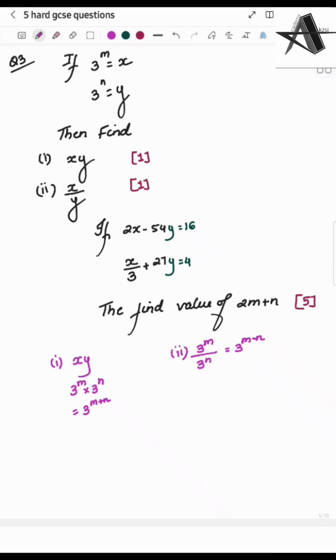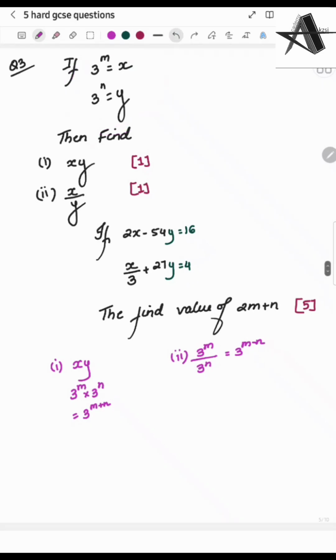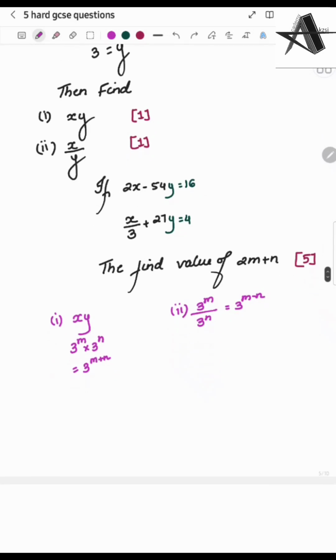Moving on to the next one, it says 2x minus 54y equals 16 and x by 3 plus 27y is 4. This is basically a simultaneous equation that's given. We have to calculate the value of 2m plus n. That means obviously first we have to calculate the value of x and y. After calculating the value of x and y, we need to put it here to get the value of m and n. So let me start with this one.